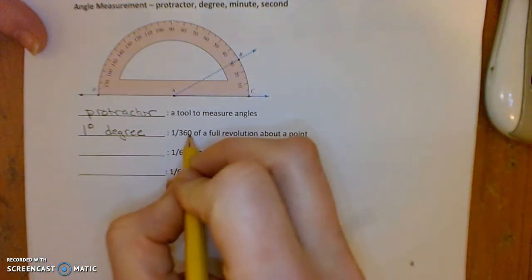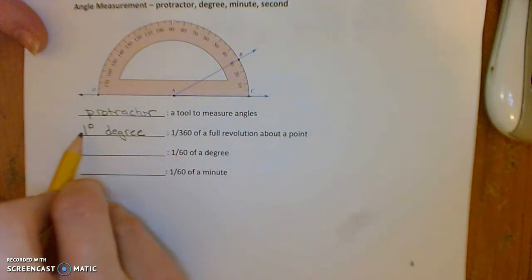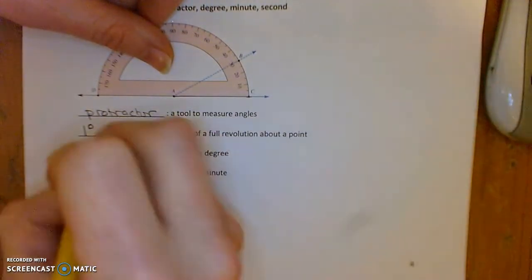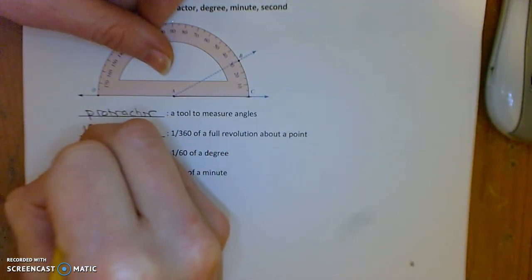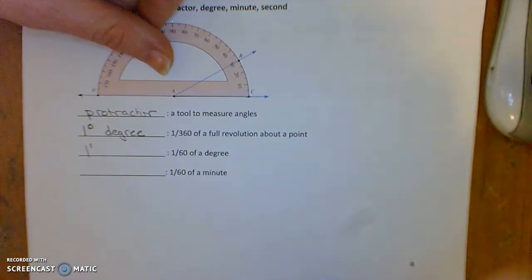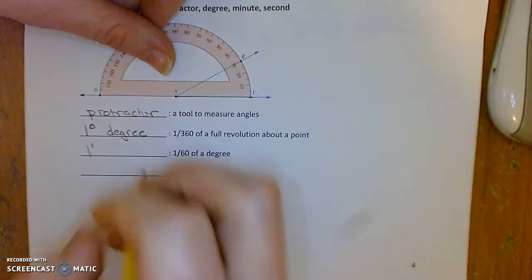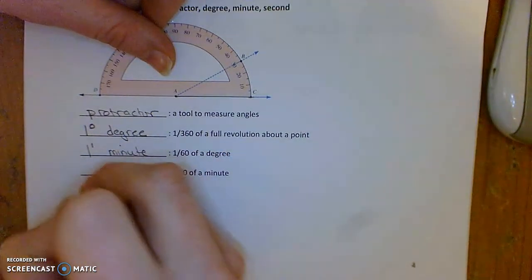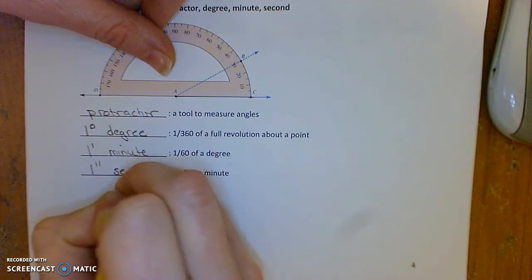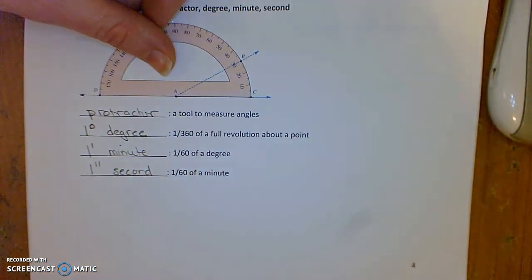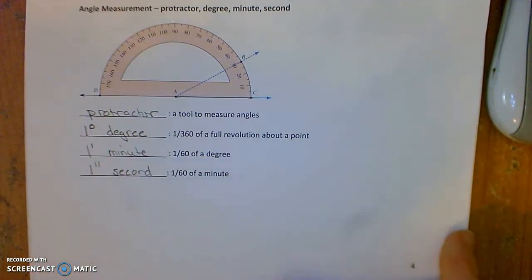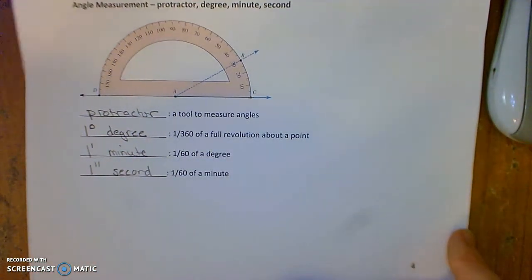Now, suppose you want to measure something that's smaller than 1 degree. So we have units for those as well. 1 minute, which I'll denote that way, it almost looks like a foot. 1 minute is 1/60th of a degree, and 1 second is 1/60th of a minute. So let's do an example where we use these units of measure.